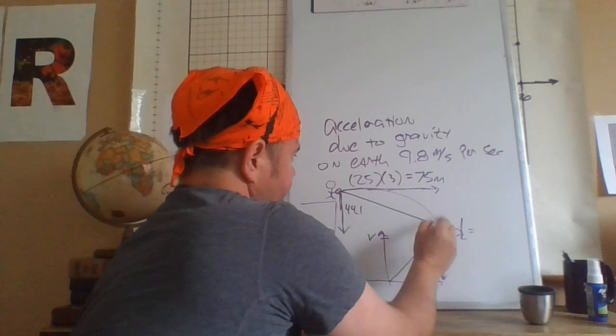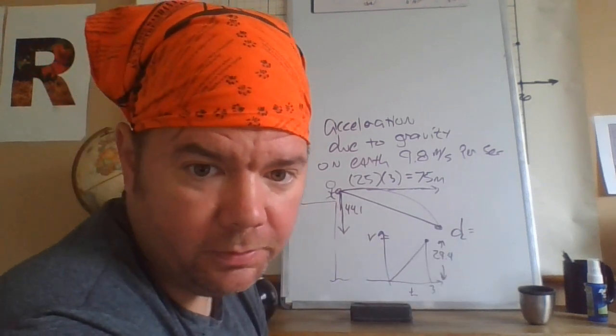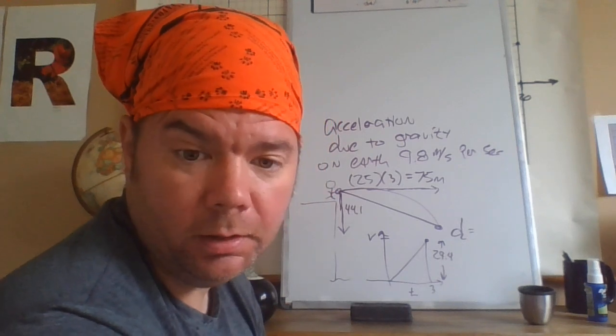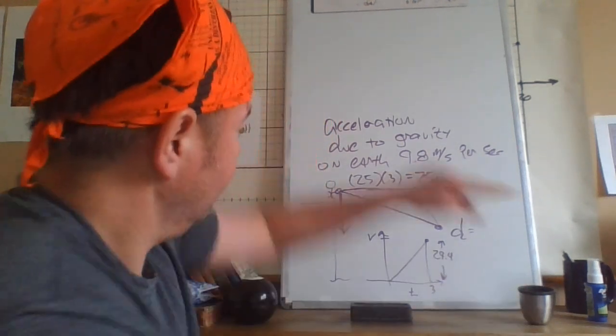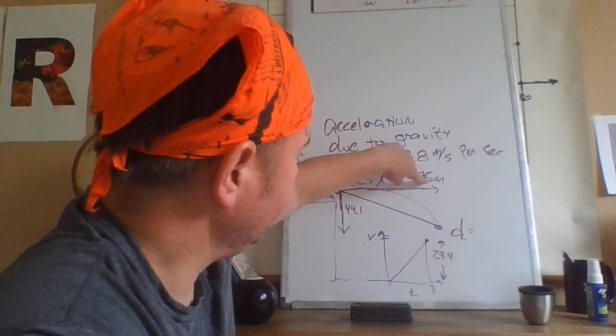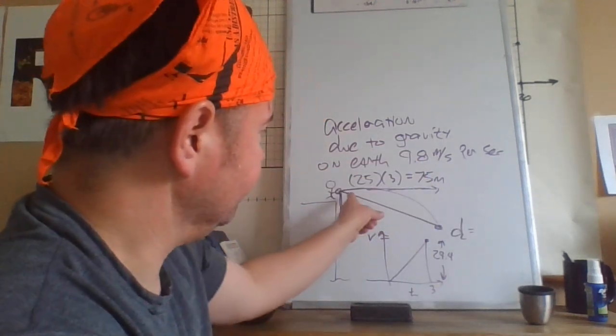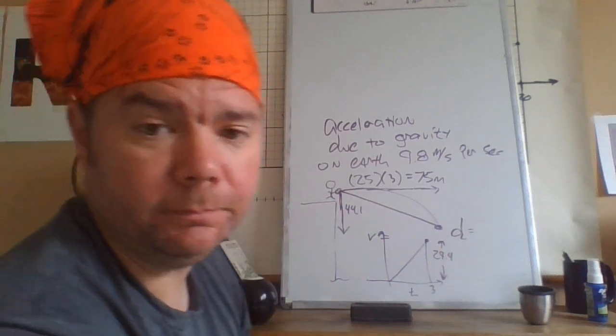The hypotenuse, I think I'm going to stop here because I think you can handle doing the Pythagorean theorem here, plus I'm 3 minutes late for my call. 75 squared plus 44.1 squared equals the displacement squared. So take the square root of that and you've got the total displacement.